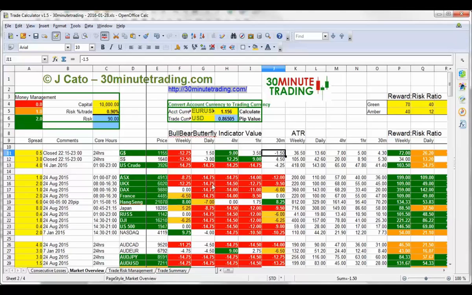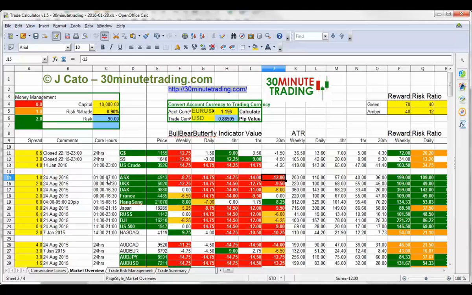Now we come down here, and you can see that the Australian index at that time on the weekly was minus 8.75. That means it's bear. And then that's bear, and that's bear, and that's bear, and that's bear. So that particular time, the Australian index was a good asset to be considering trading.